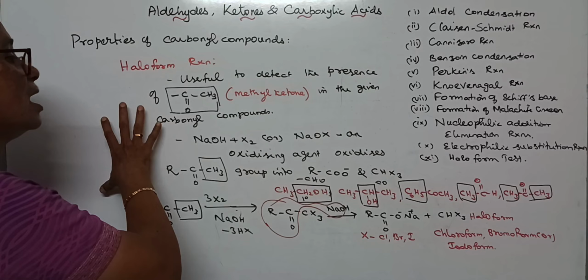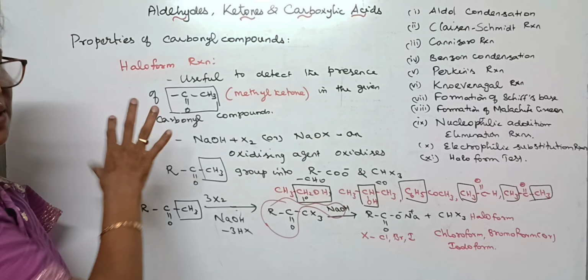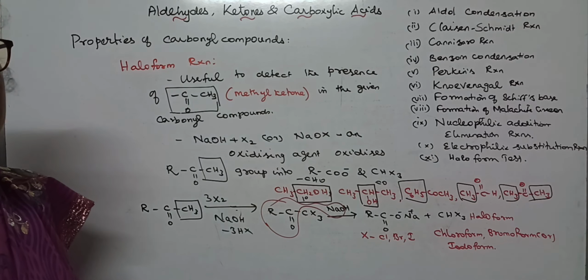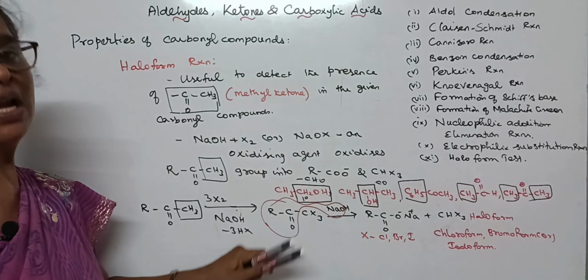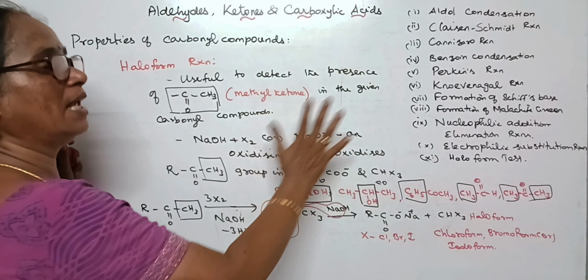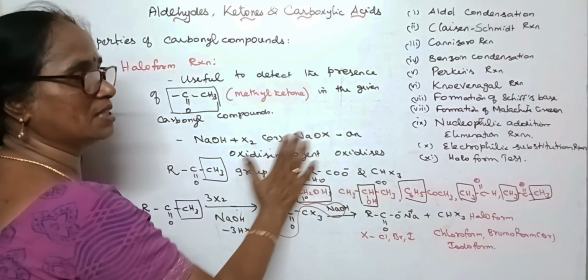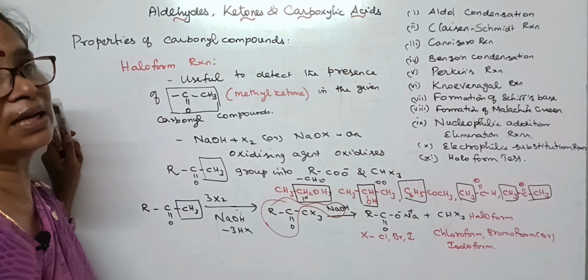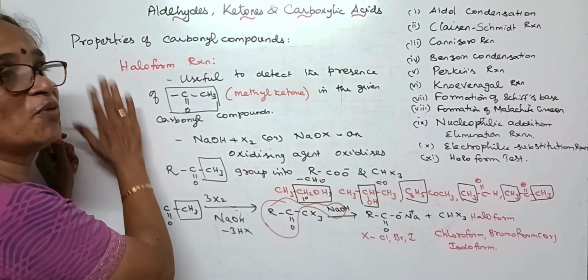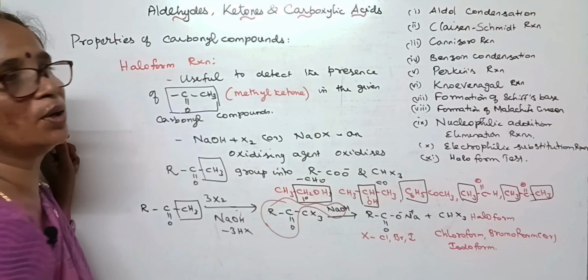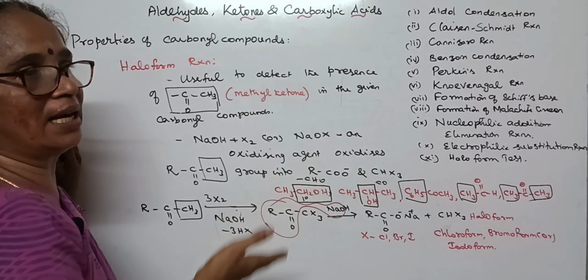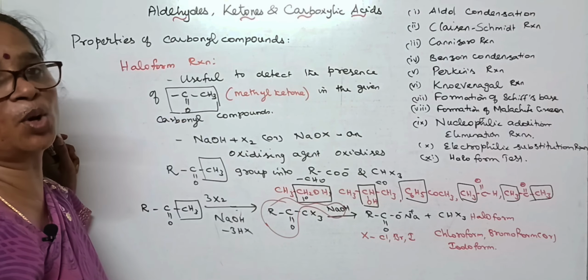So this is a very important test, and this test is usually explained in word problems. So in a word problem, if they have given that it gives a positive test with the haloform, you have to consider that the given compound has a COCH3 group. So this can also be taken as a hint for word problems.